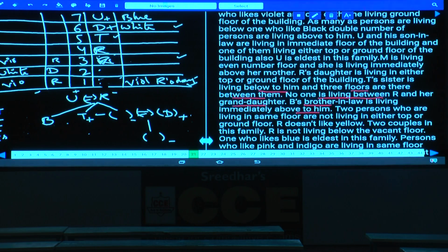Hence, where should this be? B and T must be in the same place. Immediately above. Now, if this is immediately above, how many persons are there above this one? There are 4 persons. If there are 4 persons above this one, 2 persons must be below this one. Hence, where should this black be? This black must be here. If black is here, then which floor is vacant here? 4th floor is occupied and 3rd floor is vacant. Follow here? Because below this black, there are 2 persons. Above this black, there must be 4 persons.